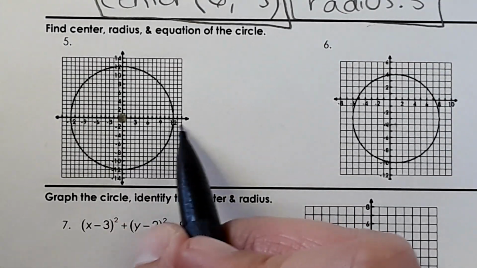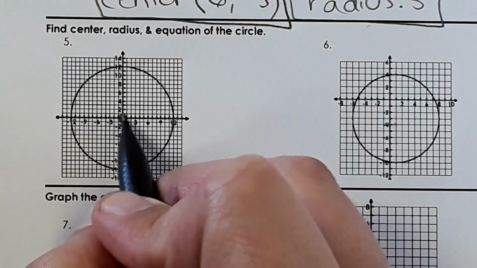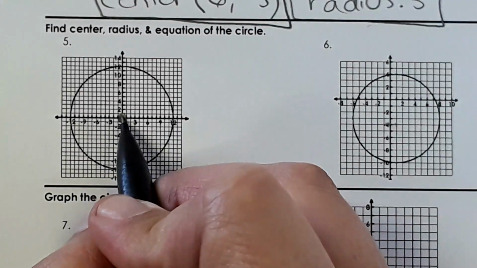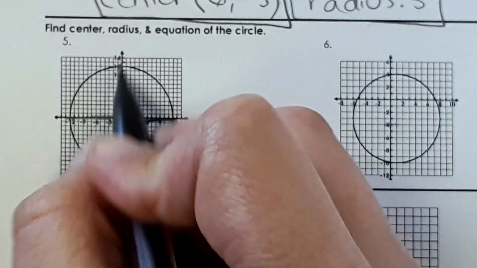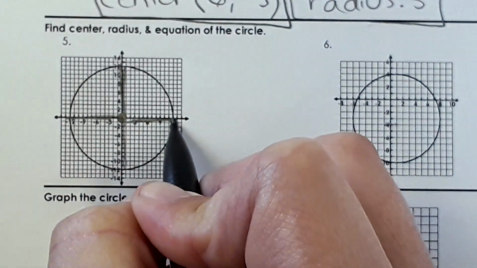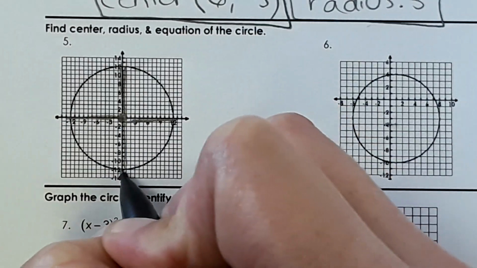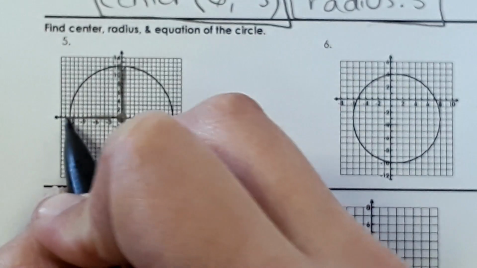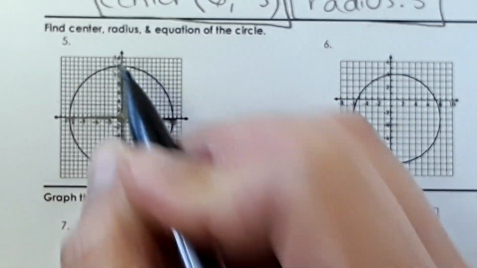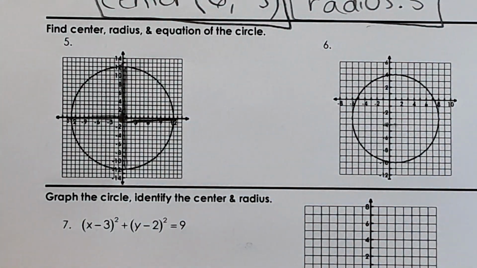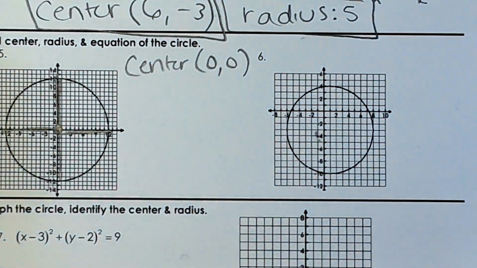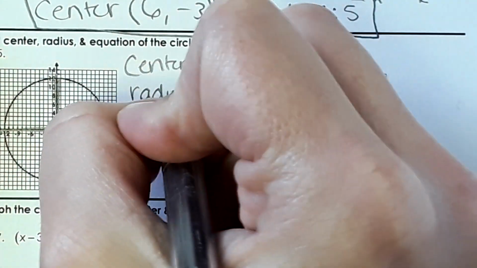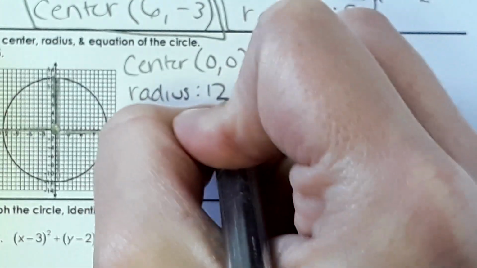And then once I have a spot that I think it is, then I'm just going to check to make sure it's the same distance from the side. So if I'm saying it's at 0, 0, then from here to here should be the same units as it is here to here, and here to here, and here to here. So from 0 to 12, that's 12 units. Okay, so it's the same distance all the way around. So the center is at 0, 0. And then the radius is 12.